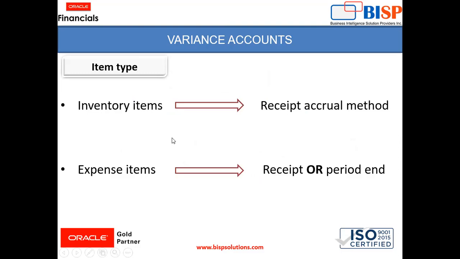Then item type. There are two types of items, inventory and expense. For inventory item, receipt accrual method is used, whereas for expense item, either receipt or period end accrual method can be used.